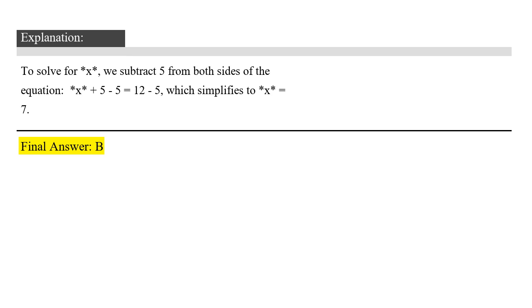To solve for x, we subtract 5 from both sides of the equation. x + 5 - 5 is equal to 12 - 5, which simplifies to x equals 7.